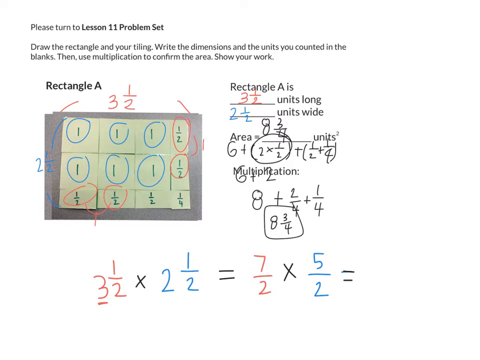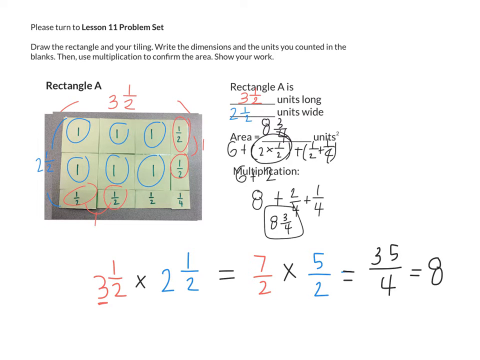Okay, so now that I just have improper fractions, I can multiply across the numerators and the denominators. What's 7 times 5? 35. What's 2 times 2? 4. So I have 35/4. Can I simplify that? Yes. How many fourths are in one whole? 4. So how many wholes do I have there? 8.